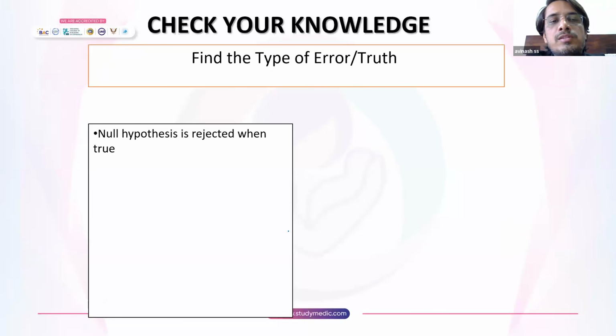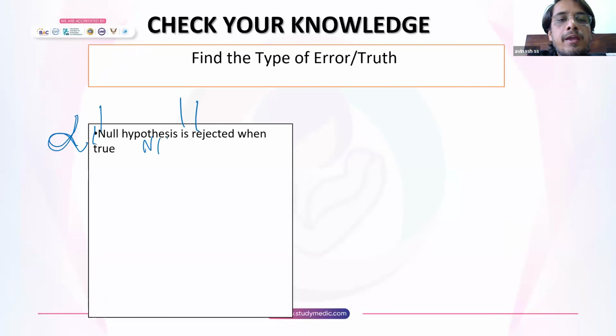Let us see if we can derive that. Here you can see the statement. They will ask, null hypothesis is rejected when true. What type of error or power is it? Okay. So null hypothesis is rejected. Either it is power or alpha error. When true means we are rejecting a null hypothesis when it is true. Instead, we should not have rejected it. So it is alpha error. Null hypothesis is rejected when true.